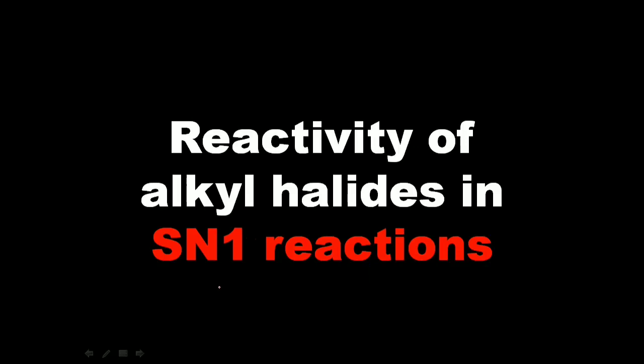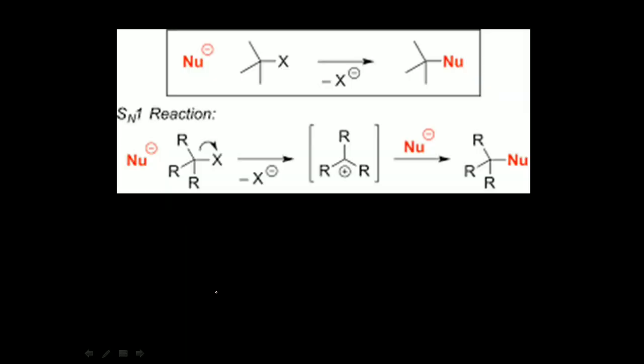Hi students, in this video let us discuss the reactivity of some alkyl halides in SN1 reactions. The SN1 reaction is a unimolecular nucleophilic substitution reaction. It involves two steps. The first step is the dissociation of the alkyl halide. It is the rate determining step, a very slow step. The second step is a very fast step, because it is the interaction between the two ions.